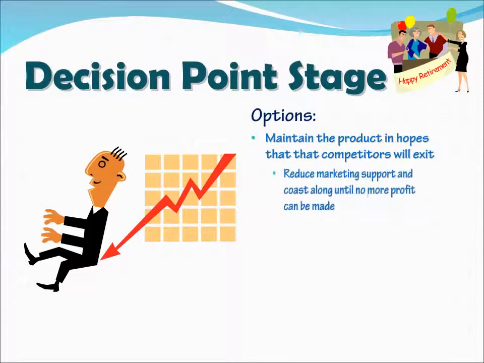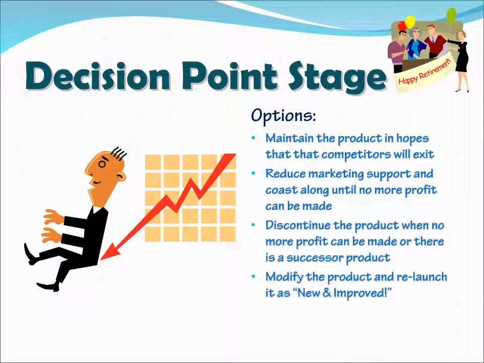And so the decision point stage comes. So this is an extension of the retirement decline. So this is where you can do one of four things really. One, do nothing. Leave it alone. Maintain your product status quo. Hope that competitors exit the market. And then hopefully you'll capture all the customers who are left, and you'll have probably a niche market as a result.